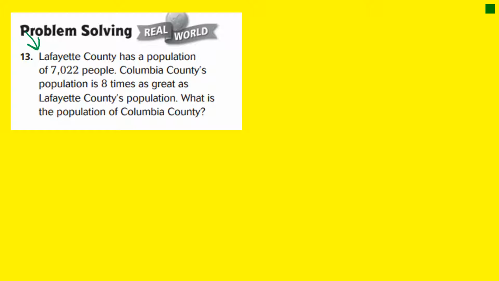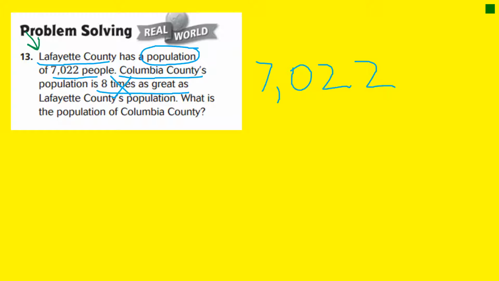Let's see. Reread. Lafayette County has 7,022 people. That's what a population is, boys and girls. It's when you count the people who live somewhere. So there are 7,022 people in Lafayette County. Columbia County, 8 times as great. 8 times as great. Don't you love when they use times? 7,022. So Columbia County's is greater by 8 times.